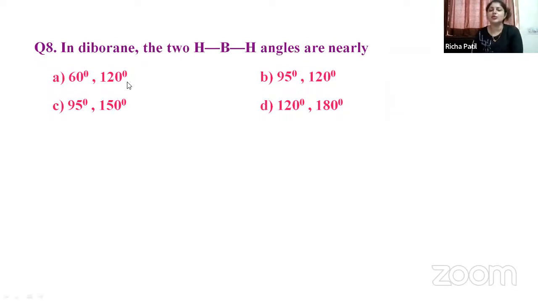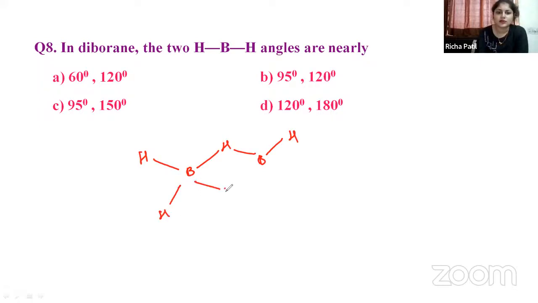In diborane, the 2 HBH angles are nearly... So here, the angle H... Okay, so remember the angle here it is 97 and this is 120. Okay, remember this.